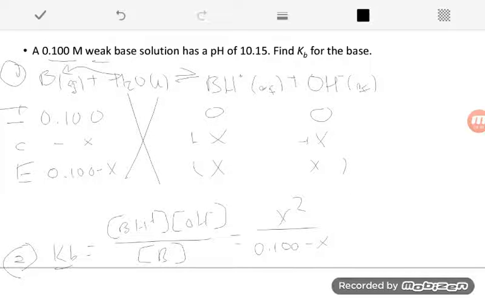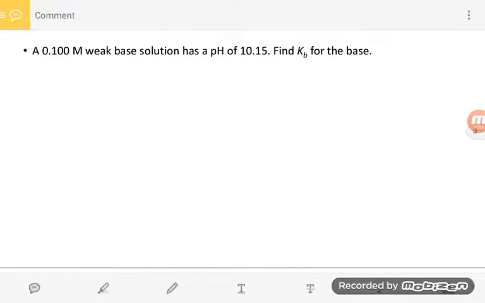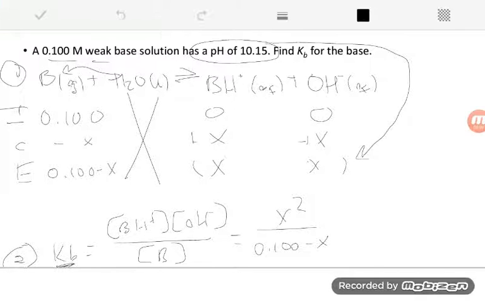So it might feel like we're a little stuck right now. We're trying to solve Kb, but we still have an X here. But here's where we need to go back and remember, it gave me a pH. And if I have a pH, I can figure out an OH minus concentration. I know that these are related. So my pH is 10.15.